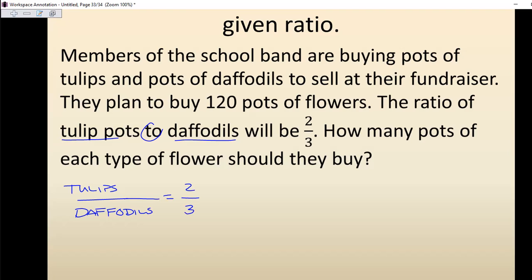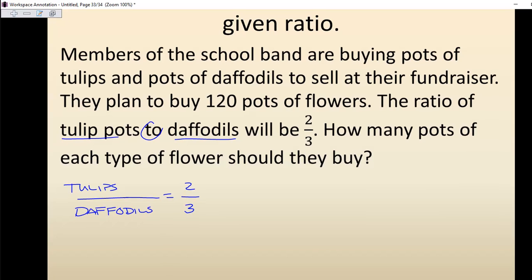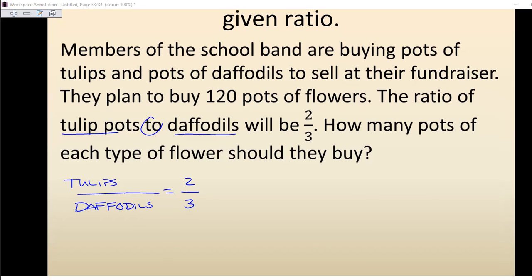Now, the next part takes a little bit of explanation to understand. What we're going to do is take the 2, and we're trying to figure out what number we can multiply by 2 and 3 that when we add it up, it becomes 120. So we'll put our unknown as an x. So 2x plus 3x is equal to 120.